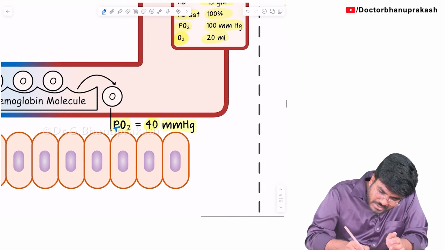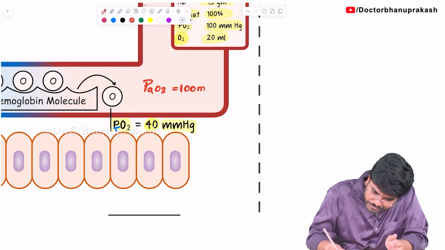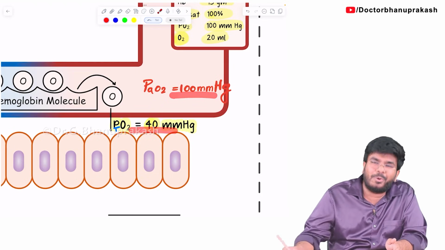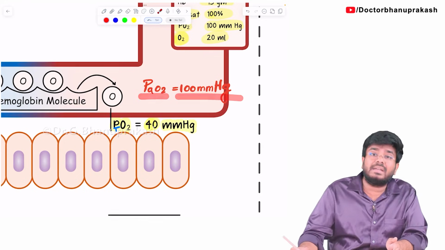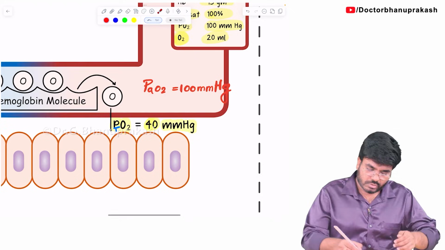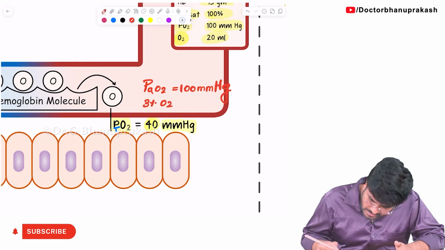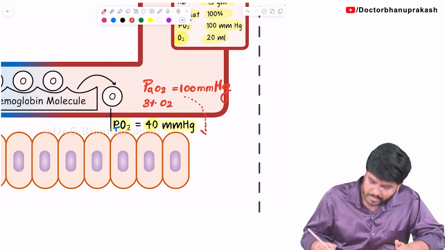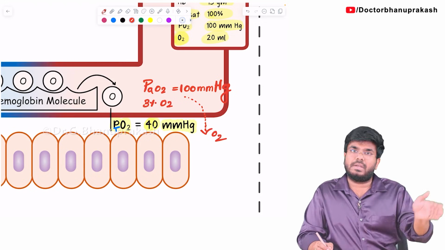Now, what is the partial pressure of oxygen in the arterial blood? Here it is 100 mmHg. So according to the law of diffusion, from high partial pressure to low partial pressure, immediately, do you know what happens? This 100 is because of the dissolved oxygen. So this 3% dissolved oxygen is going to immediately go from high partial pressure to low partial pressure. The dissolved oxygen is getting diffused.